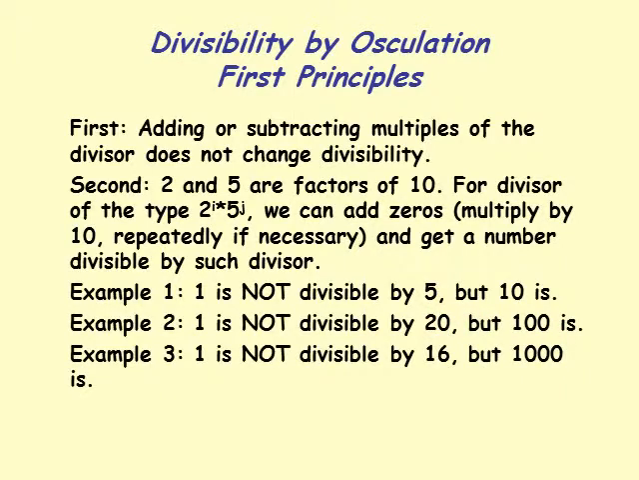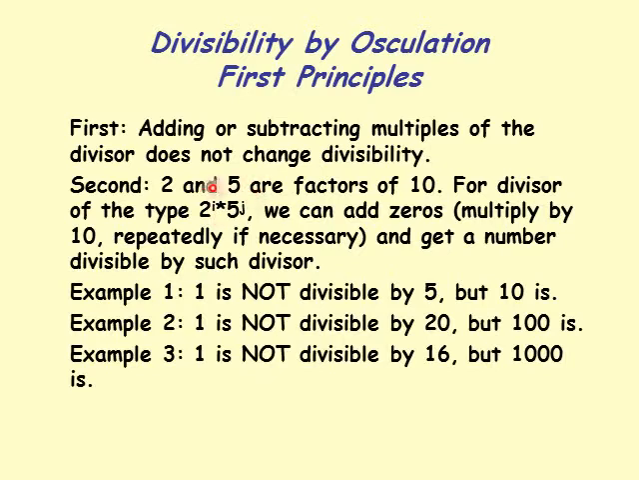Another example. 1 is not divisible by 16. 16 is 2 times 2 times 2 times 2. But 1000 is. So 1 is not divisible, but I can multiply 1 repeatedly if necessary by 10 to get 1000. That's adding 3 zeros at the right. And 1000 is divisible.